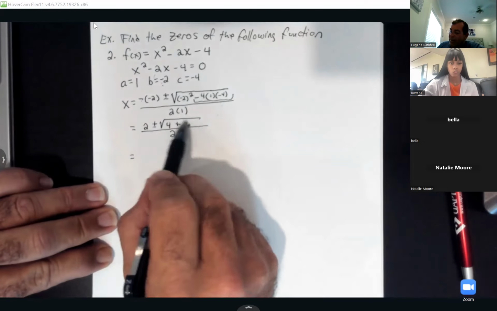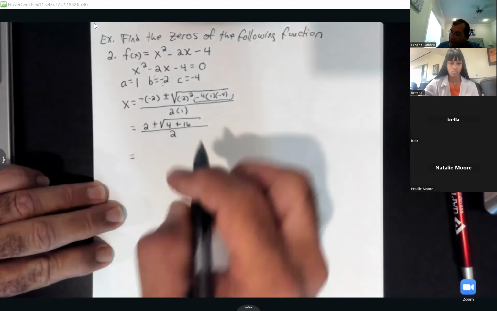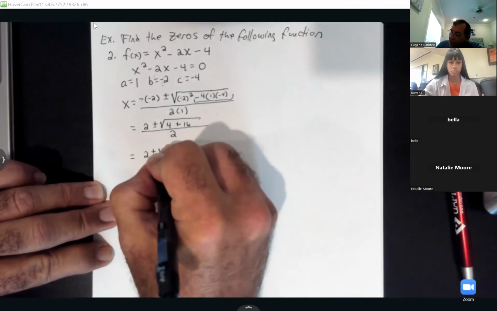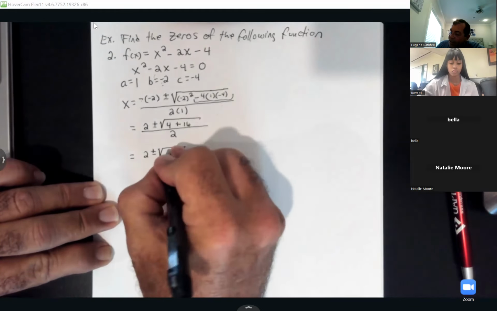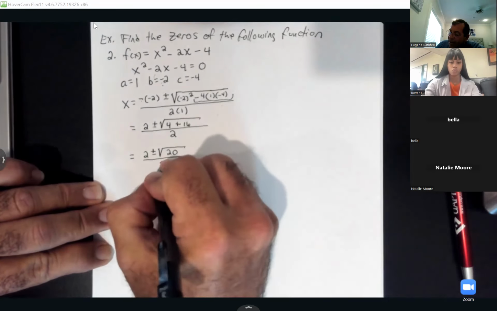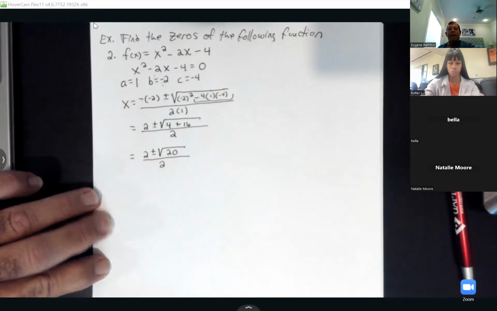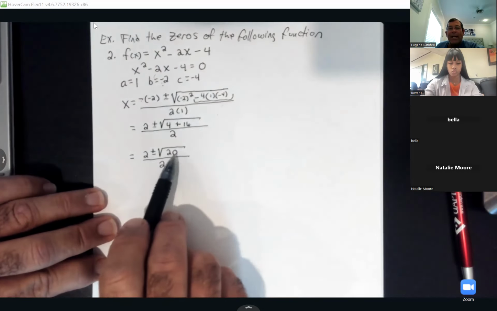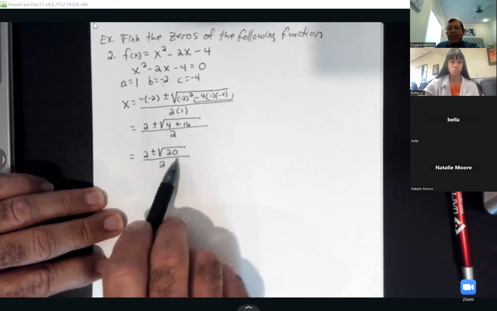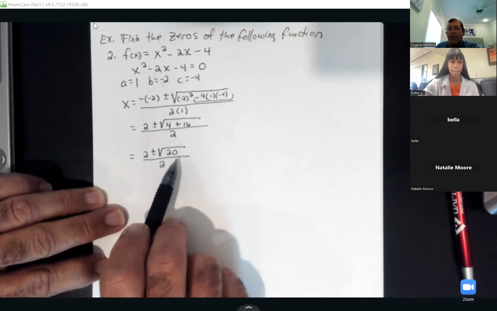All right, so my last step under the radical is to add that 4 and 16. So that's going to give me 2 plus or minus the square root of 4 plus 16, which is 20, all divided by 2. So now guess what we got to do? We got a square root of 20 sitting here. We need to simplify that square root of 20.